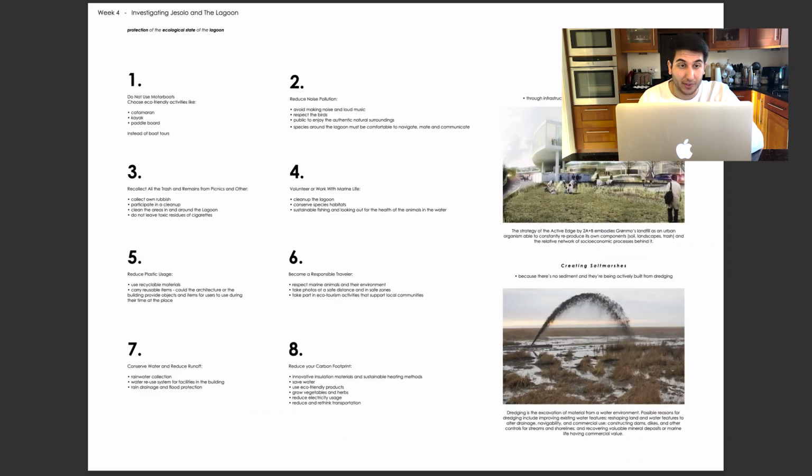Protection of the ecological state of the lagoon, breaking it down to 8 points. It's going to be a challenge to ensure that I can bring in as many of these points as I can to my scheme when it comes to creating it. So choosing eco-friendly activities, and the most important ones being the reduction in noise pollution, recollecting all of the rubbish and remains from cleanups, volunteering, people working with the marine life, reducing plastic usage, becoming a responsible traveller. That's going to be mainly for the visitors that come. Conservation of water and reduced runoff, and reducing the carbon footprint. So lots of things to consider.